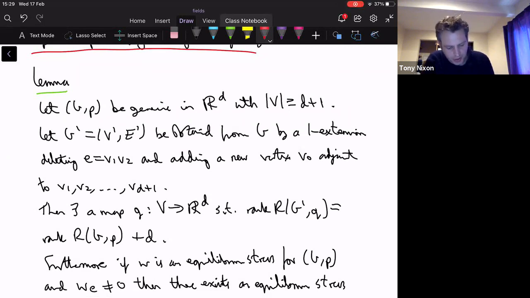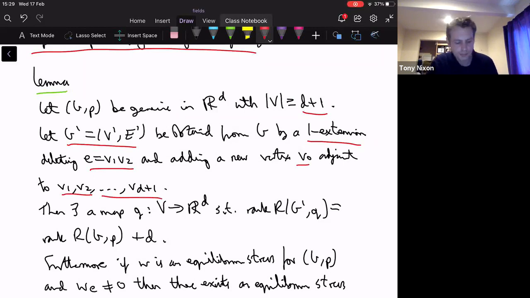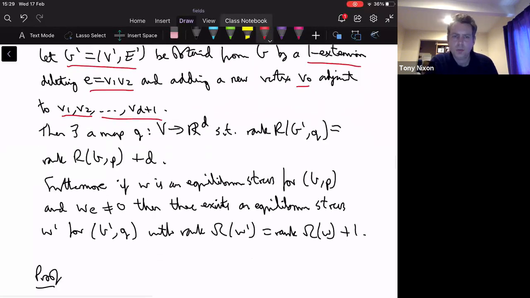So the first lemma says, I take a generic framework with at least d+1 vertices, and I form a new graph, G', by doing a one extension on G. So I delete the edge from V1 to V2, and I add a new vertex V0, and its neighbors are V1, V2, and d-1 of the other vertices. Then we already saw, I don't remember which lecture now, but quite early on, that this preserves infinitesimal rigidity.